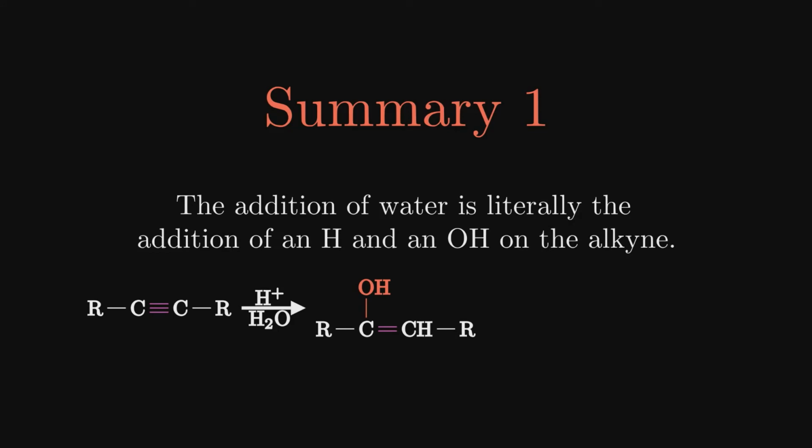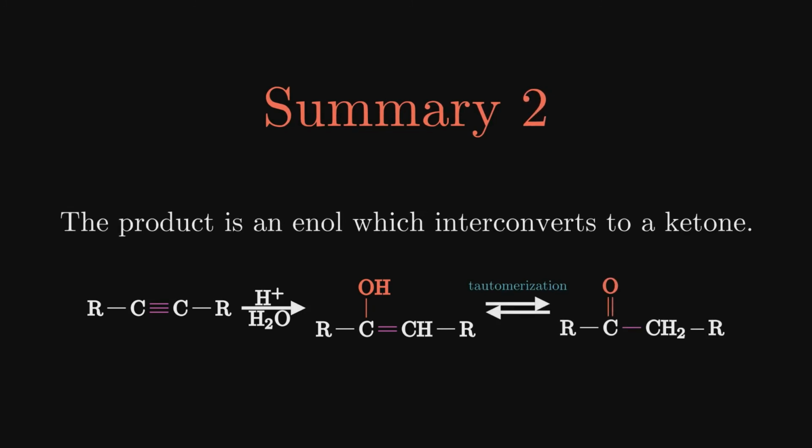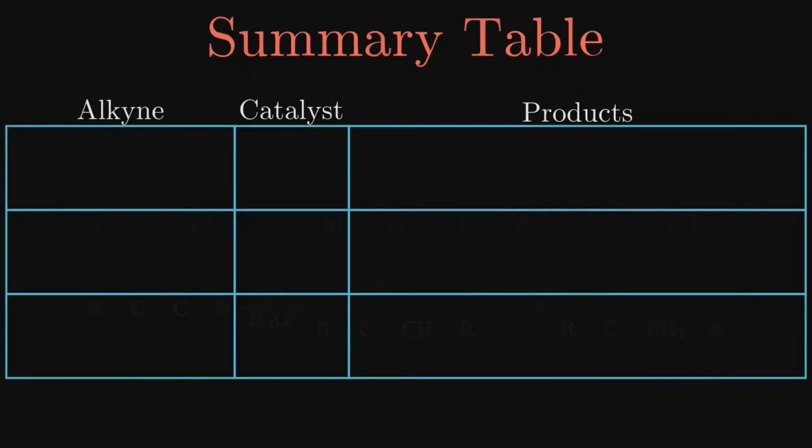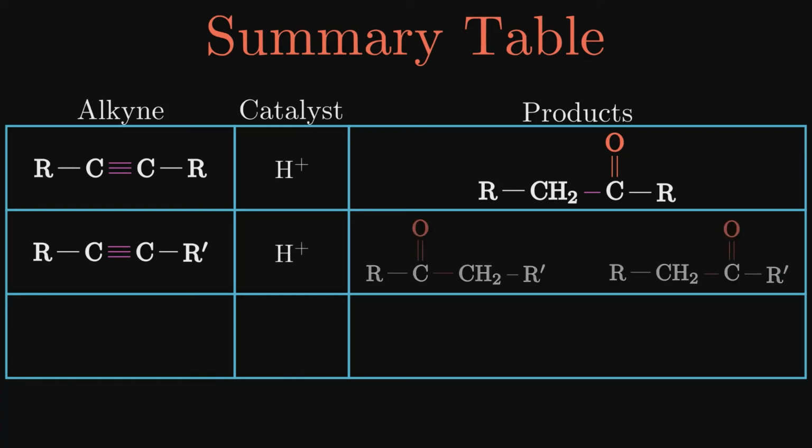The initial product is an enol which, through tautomerization, interconverts to a ketone. The ketone is the one that dominates at equilibrium. If the alkyne is internal and symmetrical, the use of an acid catalyst creates only one ketone. If the alkyne is internal but asymmetrical, the use of an acid catalyst produces equal amounts of two ketones. If the alkyne is terminal, a mercuric ion is also needed, and the result is only one ketone.